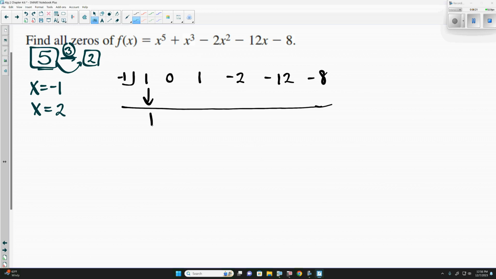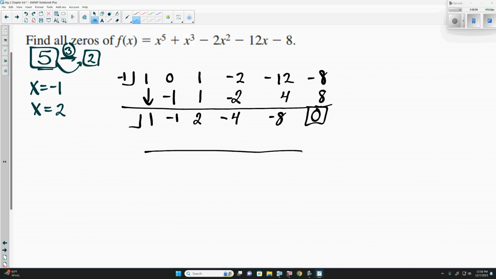So we'll do -1 times 1 is -1. 0 plus -1 is -1, times -1 is 1. -1 plus 1 is 0... 1 plus 1 is 2, -1 times 2 is -2. -2 plus -2 is -4. -1 times -4 is 4. -12 plus 4 is -8. And lastly, -1 times -8 is 8. And -8 plus 8 is 0. And because the remainder is 0, it is verifying that -1 is indeed a solution.